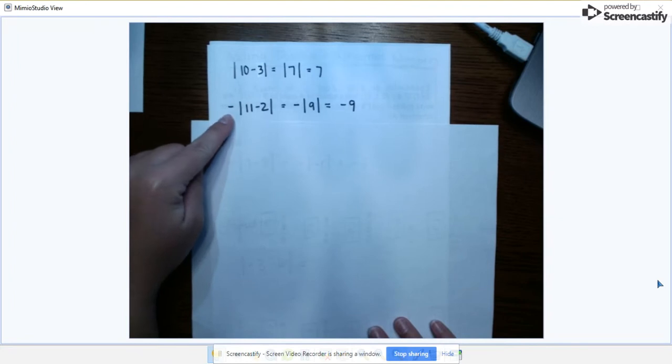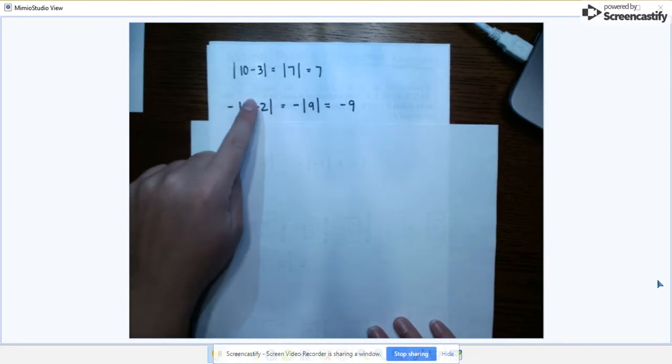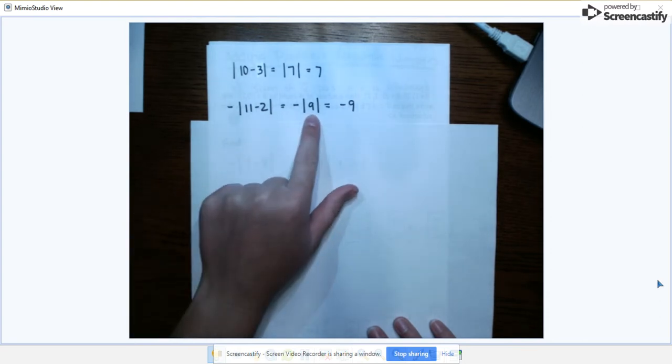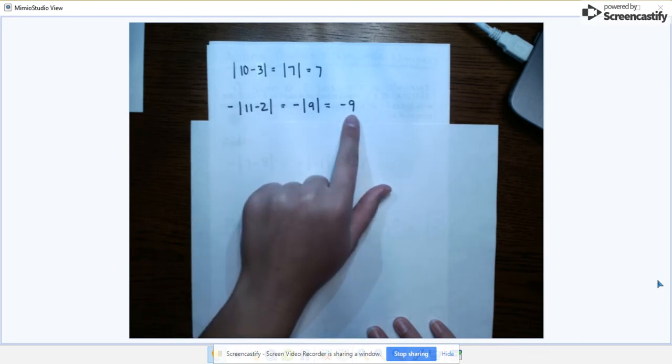Okay, we have the opposite of the absolute value of 11 minus 2. Again, simplify the inside first, so that 11 minus 2 gives you 9. The absolute value of 9 is positive 9, but then we have to multiply. That's a negative 1 out in front. So this solution is negative 9.